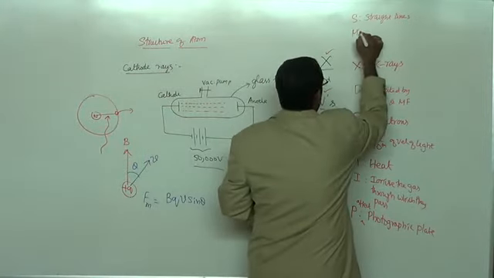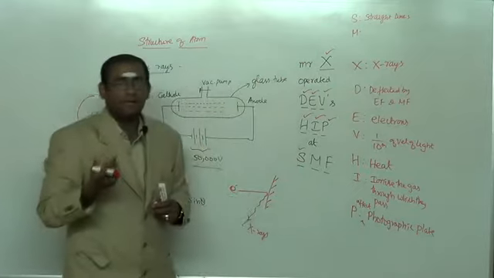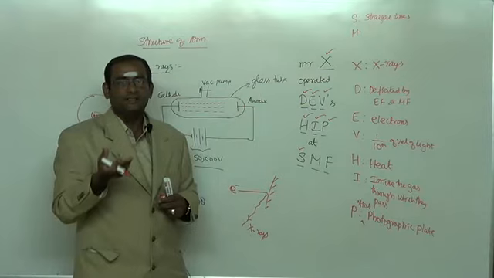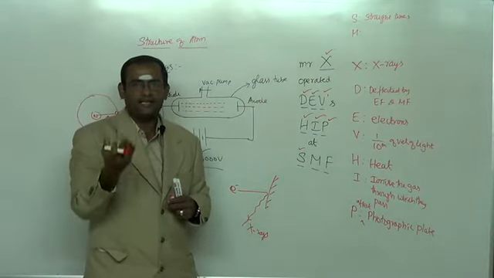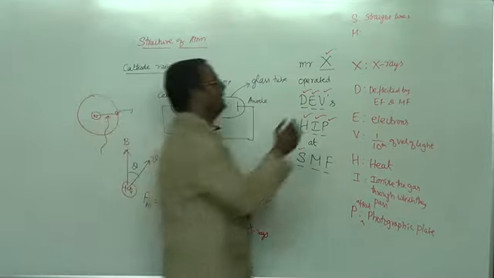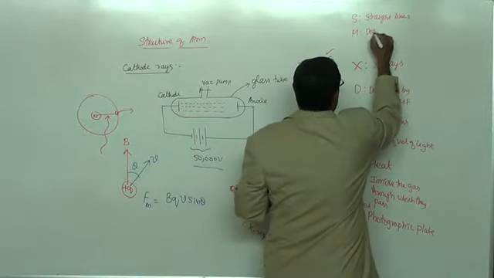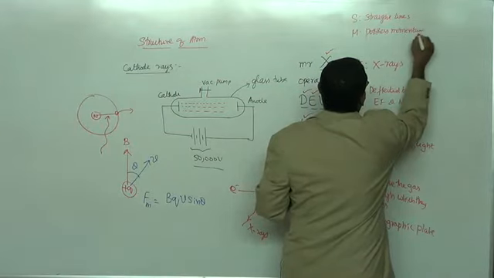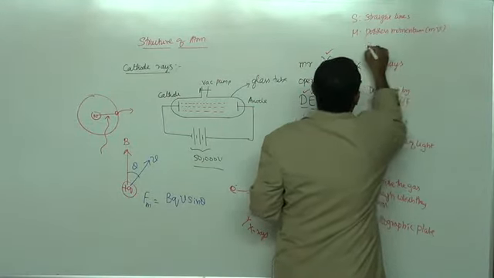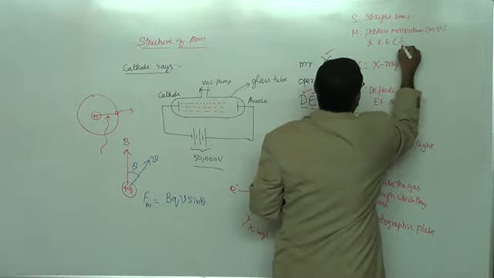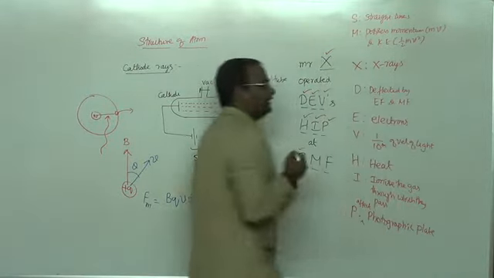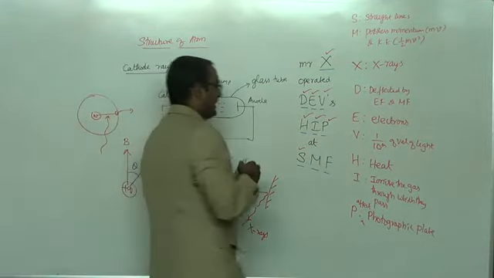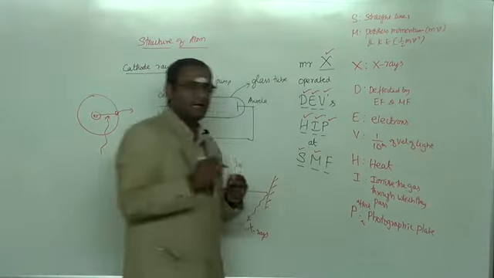M stands for they have momentum and kinetic energy. I said when they fall on the solid target, they produce heat. That heat is because of the change of kinetic energy. Kinetic energy is converted to heat. Therefore, they possess momentum. Momentum is nothing but mass into velocity, and kinetic energy is nothing but half m v square. If we have momentum, obviously velocity is there, and therefore kinetic energy should be there. So M stands for they possess momentum and kinetic energy.